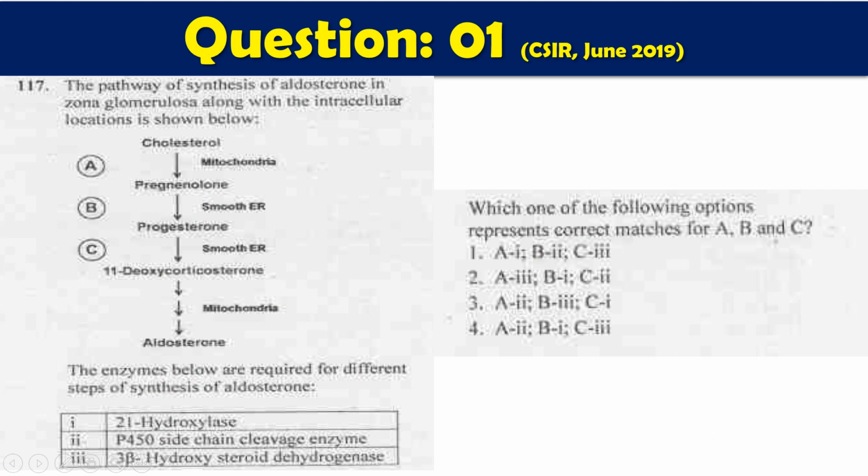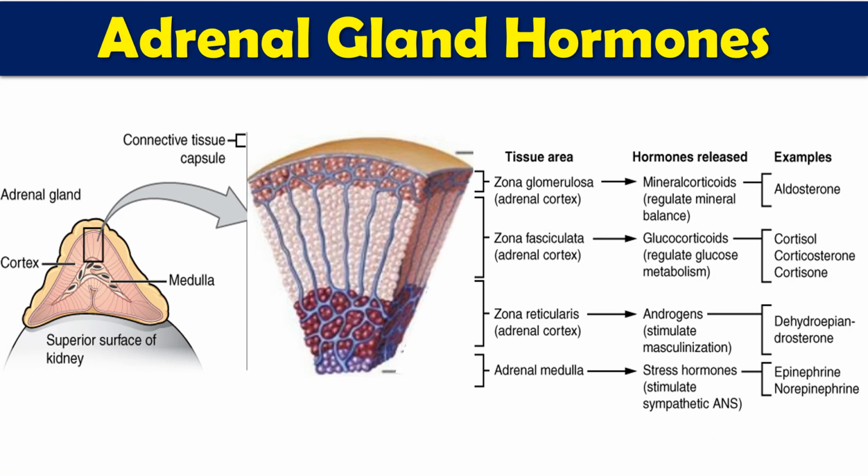This question came in CSIR in June 2019. The gland's name is already given, zona glomerulata, which is part of the adrenal gland. So first we will go directly to the adrenal gland hormones. This is our adrenal gland, which is placed on the kidney, so we also call it the suprarenal gland.